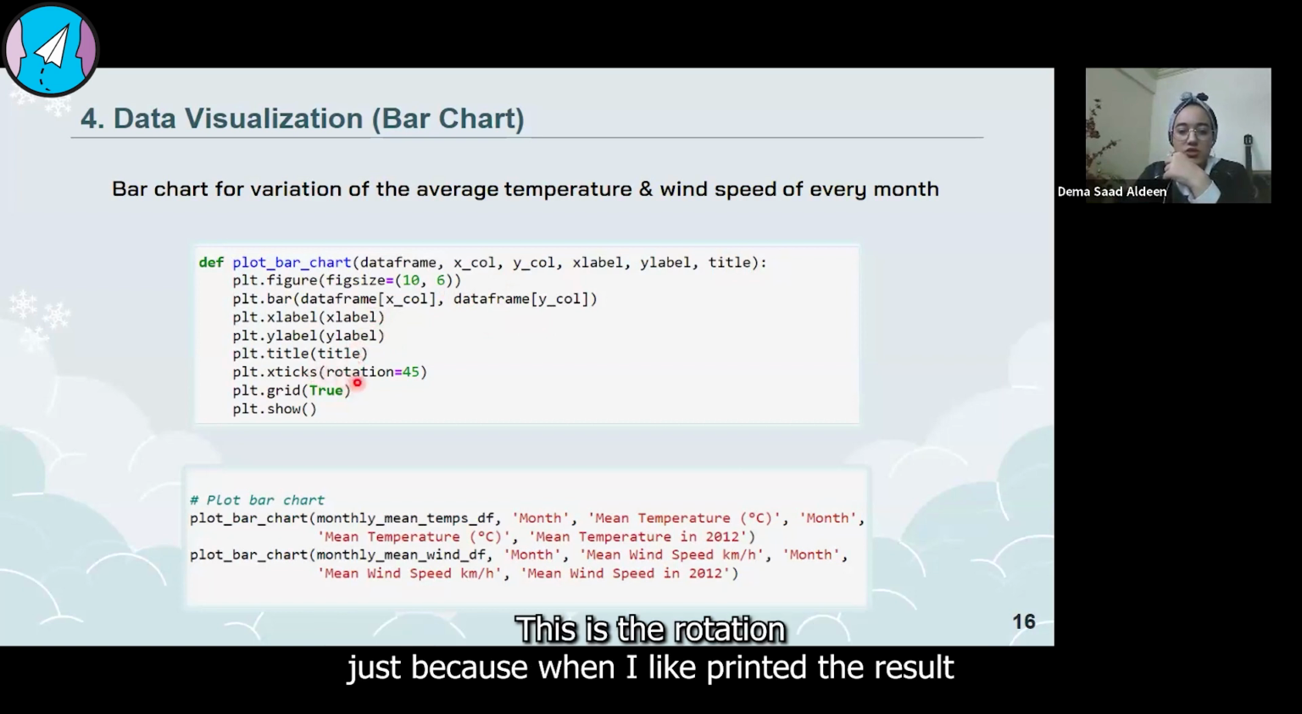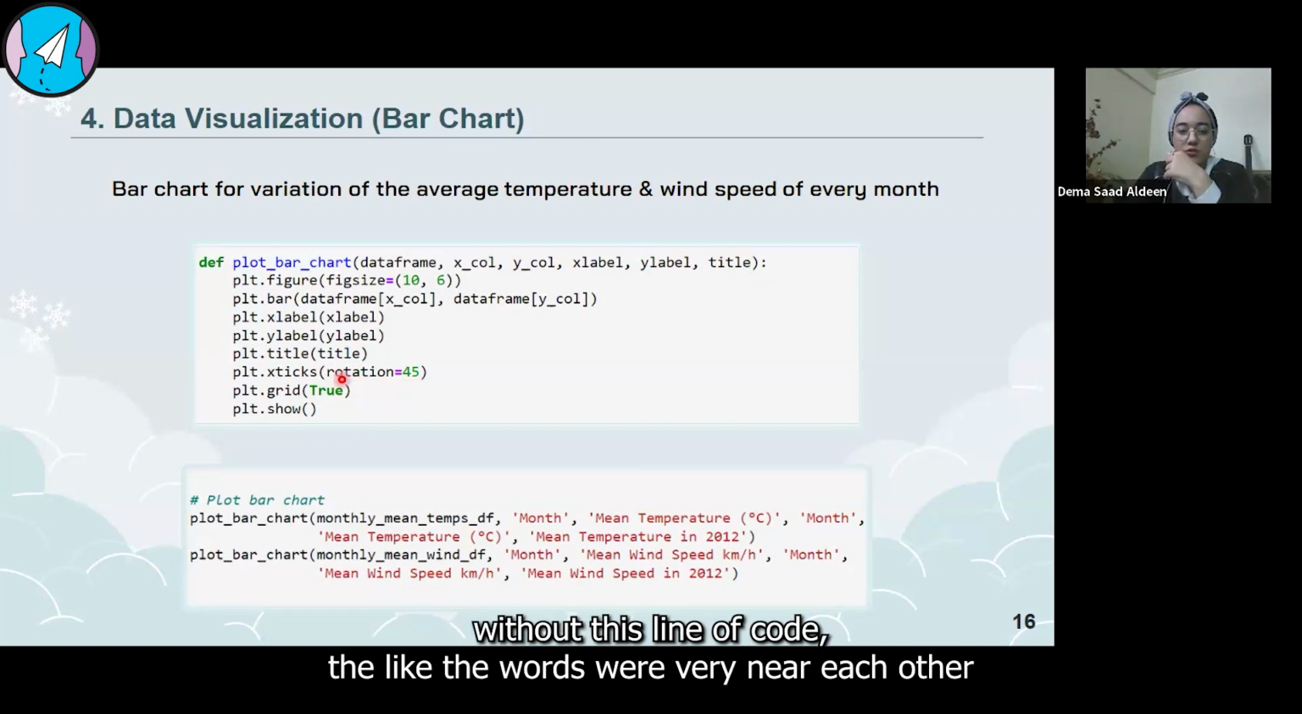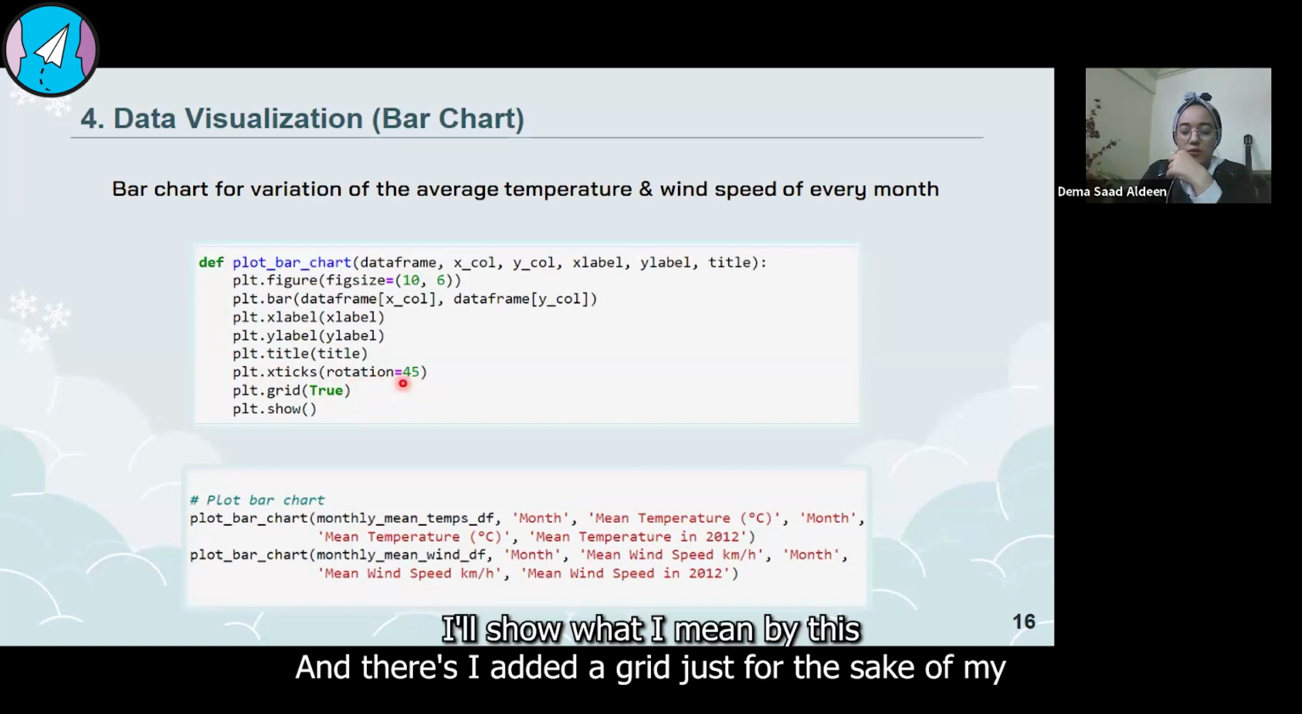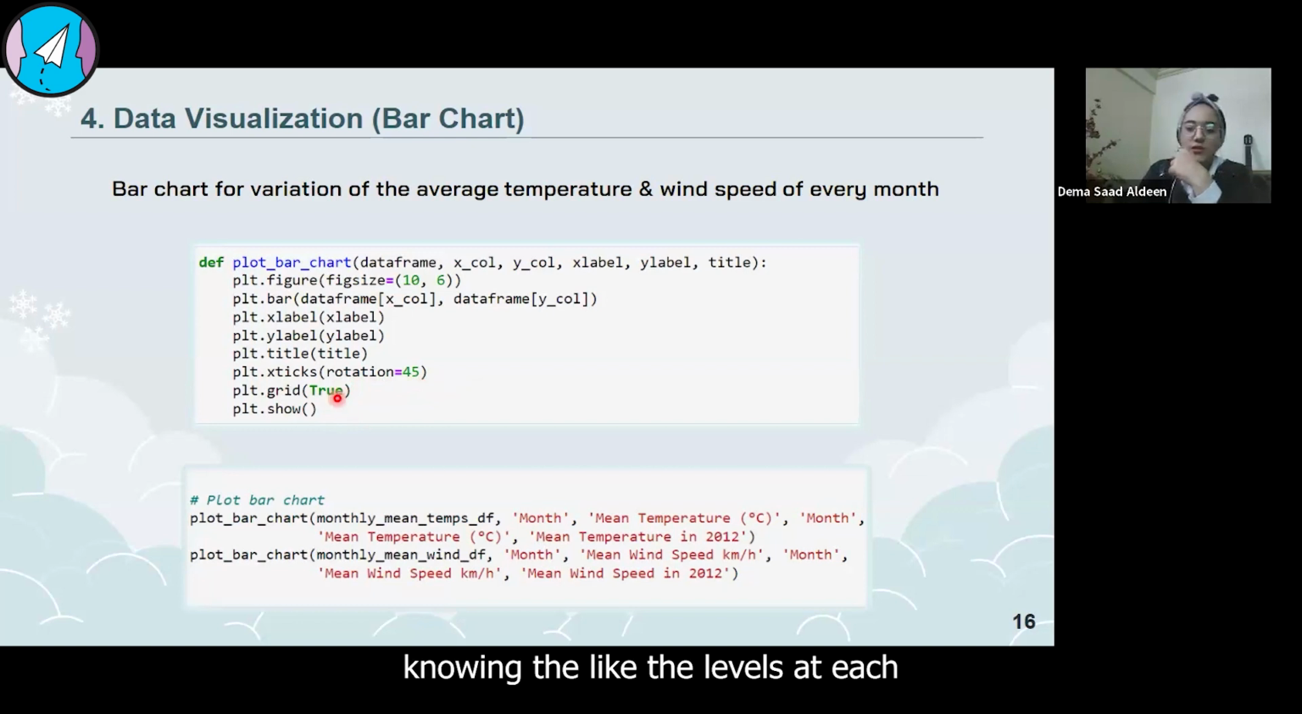This is the rotation, just because when I printed the result without this line of code, the words were very near each other, so I just did a little bit of tilting. I will show what I mean by this. And I added a grid just for the sake of knowing the levels at each Y value and for each X value. And there is a show of the plot.